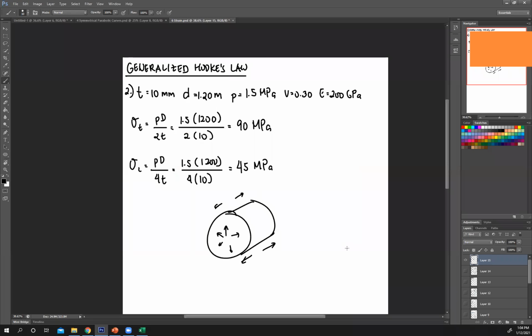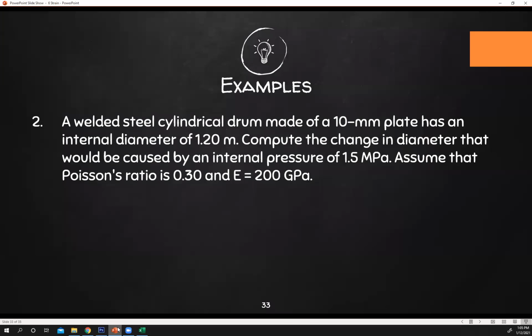Why transverse? This transverse stress will, as you can see, change the diameter of your cylinder. It's going to increase it if you have a positive pressure. While longitudinal stress will just elongate the length of your cylinder. That's the reason. So we're looking for transverse strain then. Let's use this equation.